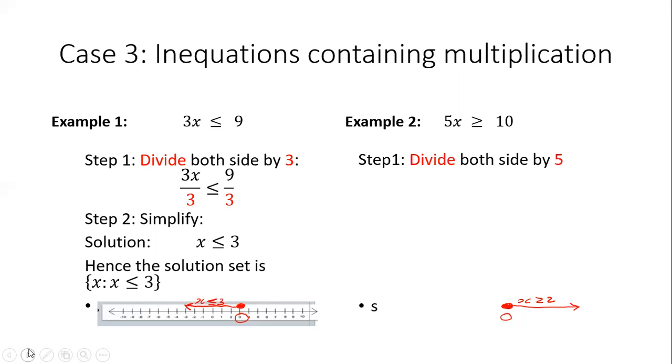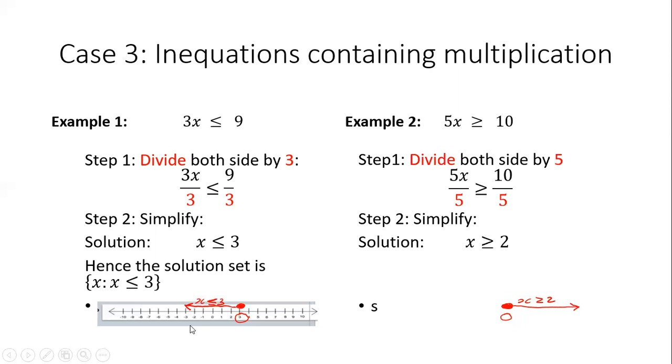How would you state that in your book? Then this is how you would state it, as 5x all over 5 is greater than or equal to 10 all over 5. Then what are you going to do next? You're going to simplify. When you simplify, you're going to end up with your solution. So as you can see here, 5x divided by 5 will just leave you back with x, and 10 divided by 5 will just leave you back with 2. So your solution is x is greater than or equal to 2.